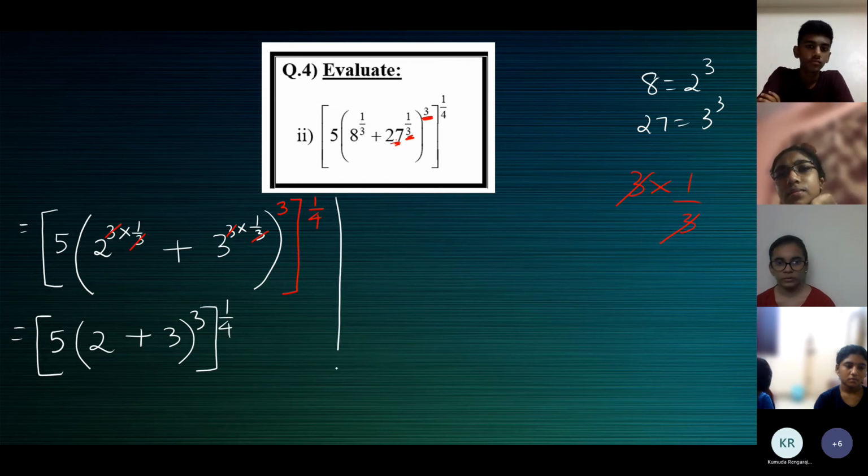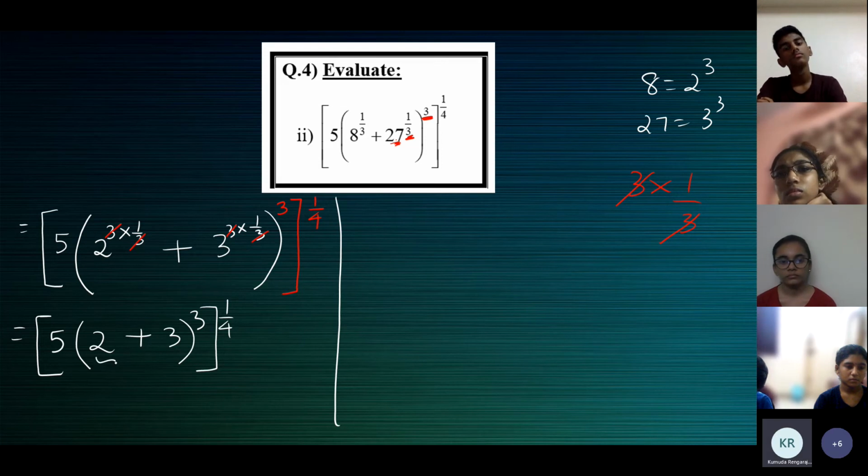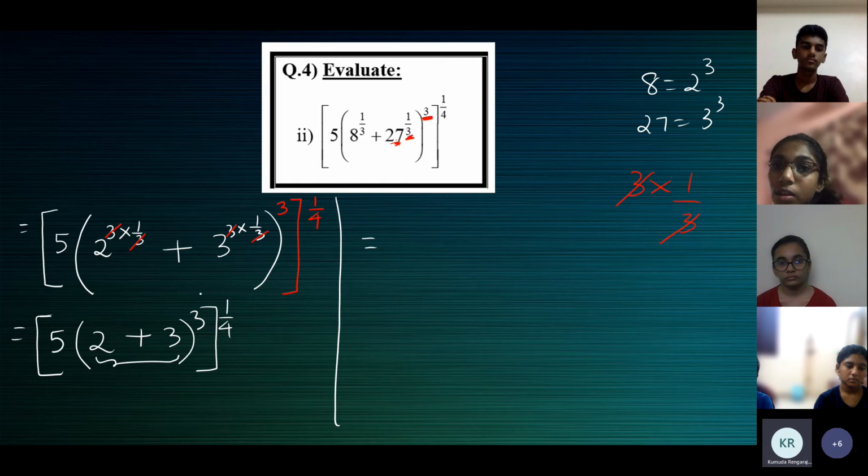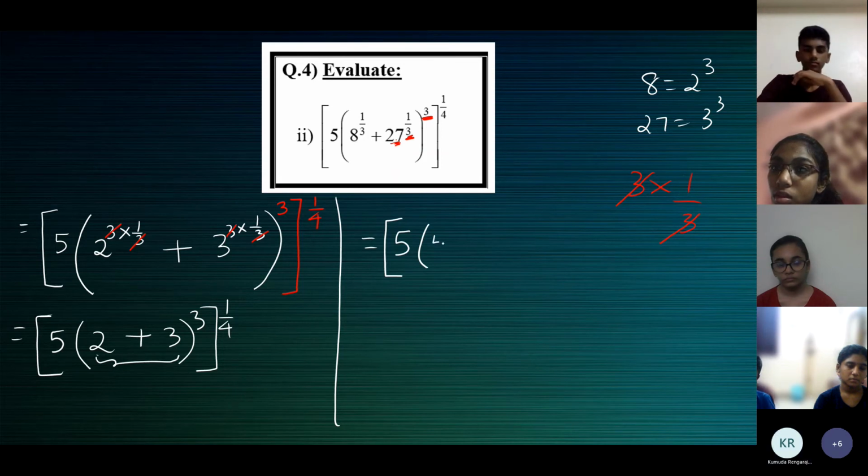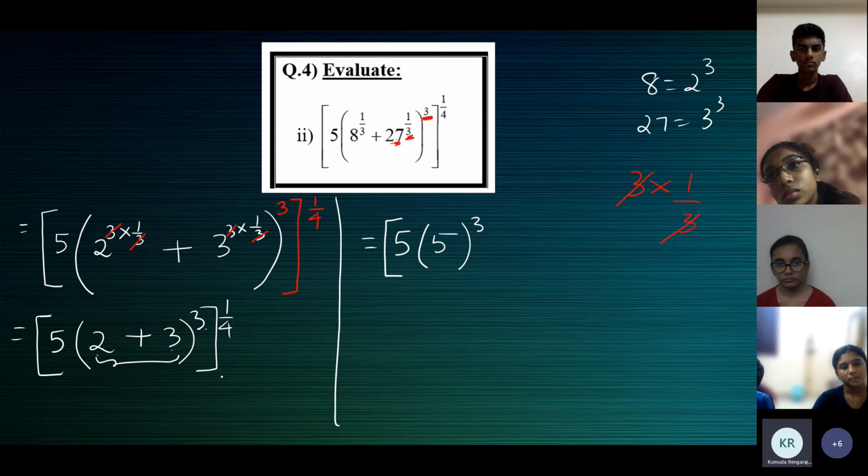Next step. 2 plus 3 is 5. So this is equal to, start the square bracket. Write that 5. Open the simple bracket. 2 plus 3 is 5. See here, 2 plus 3 is 5. Close the simple bracket. Power 3. After the power 3, there's a square bracket. Then there's this 1 by 4.